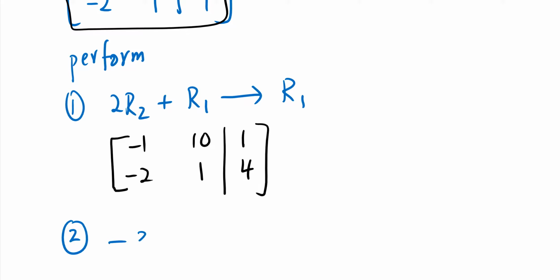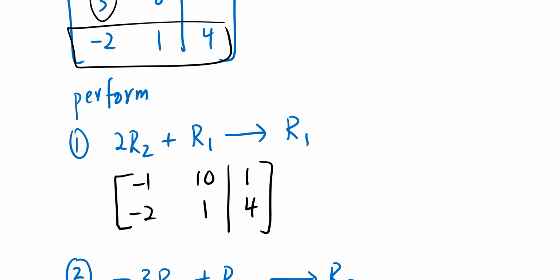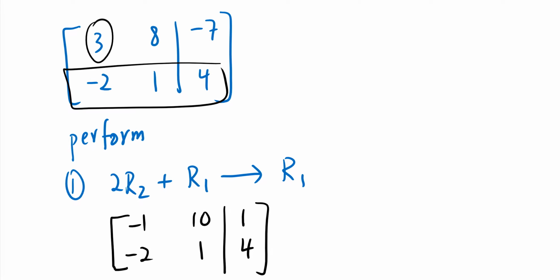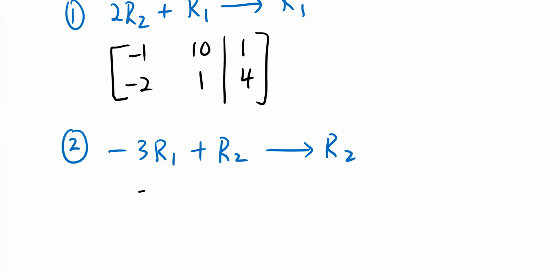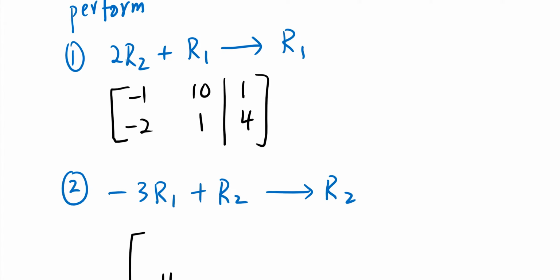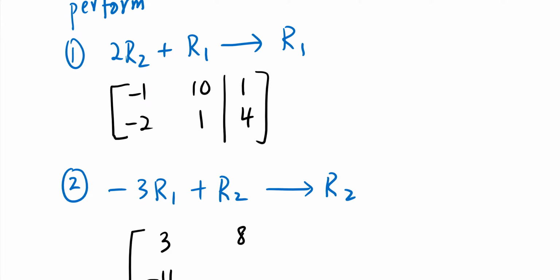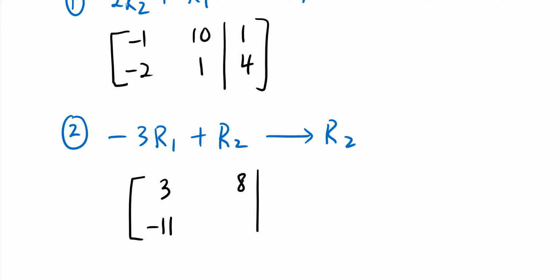Another part. Negative 3 row 1 added to row 2. So the result will be in row 2. Same problem. So I'm going to multiply the first row now by negative 3. So 3 here times negative 3 is negative 9. Added to negative 2, that's negative 11. What happened to row 1? There's no change on row 1, so we can simply write it down: 3, 8, and negative 7. That will help me also on this side.